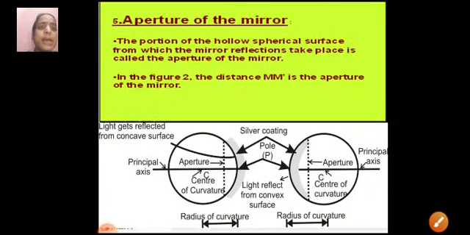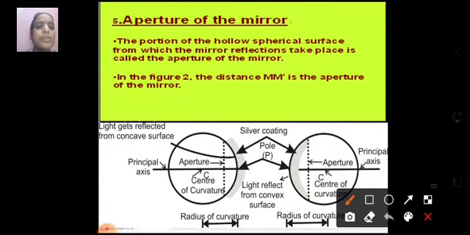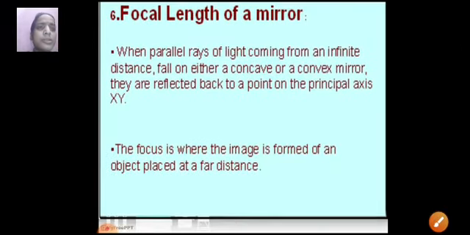Now, what is the aperture? The portion of the hollow sphere's spherical surface from which the mirror reflection takes place is called the aperture of the mirror. If we talk of both the mirrors, the concave and the convex mirror, here this is the aperture, the reflecting surface, and here too this is the aperture, the reflecting surface. So this is the aperture of the mirror.